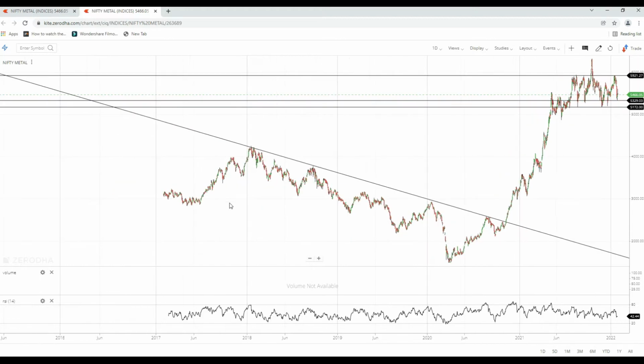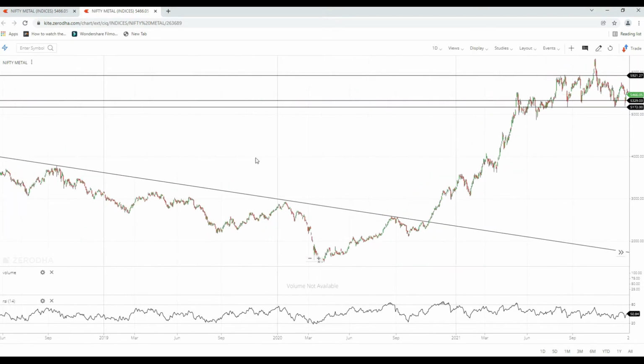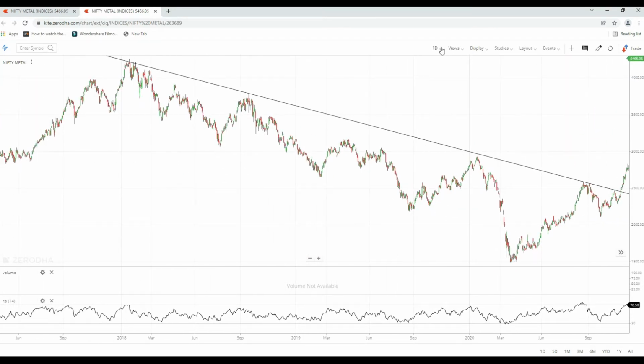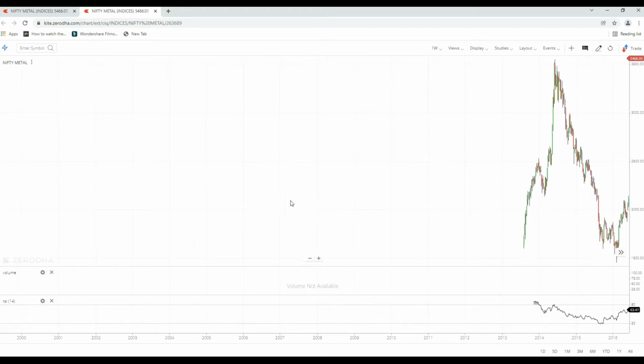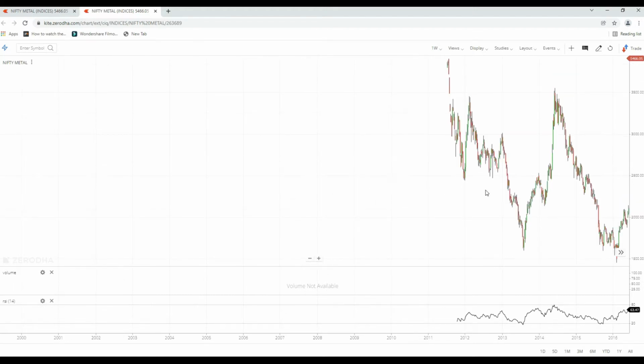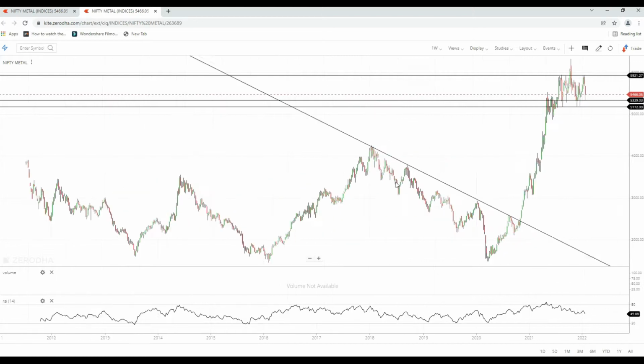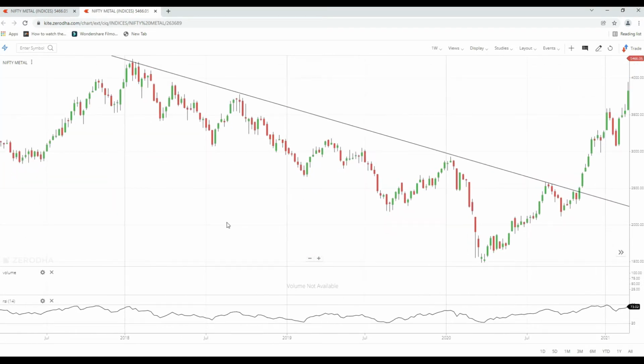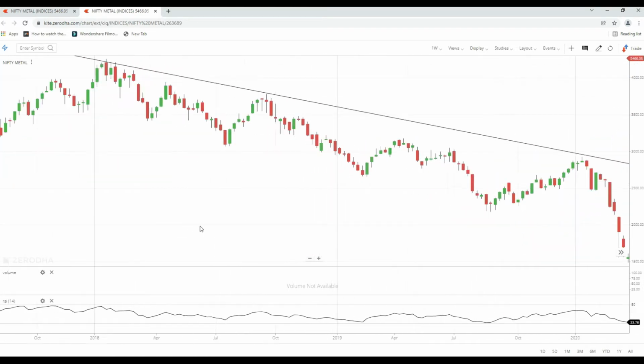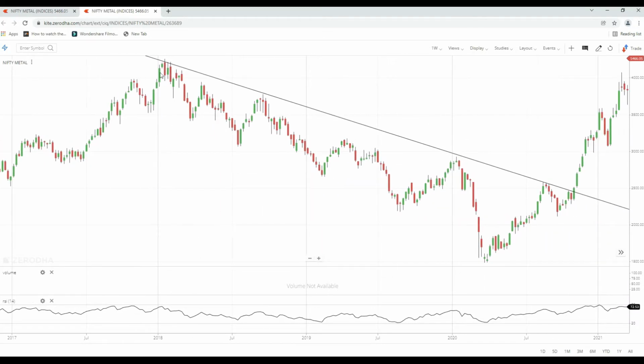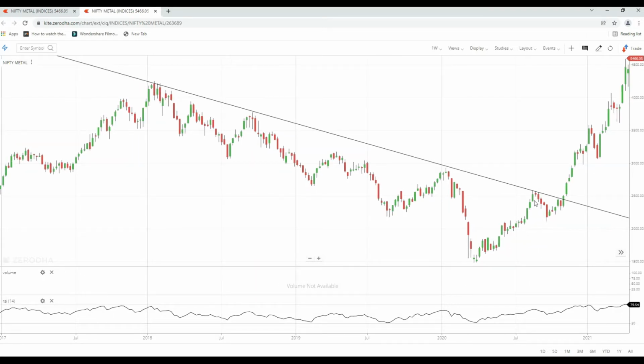For now, just for your knowledge, if I take you to the bigger time frame, that is the 1 week time frame, let the chart get loaded. Yeah, it is loaded. So since 2018, this particular sector was in a downtrend. Here you can see this was the last high it was making in 2018. So since 2018, 2019, 2020, and this is the COVID fall.